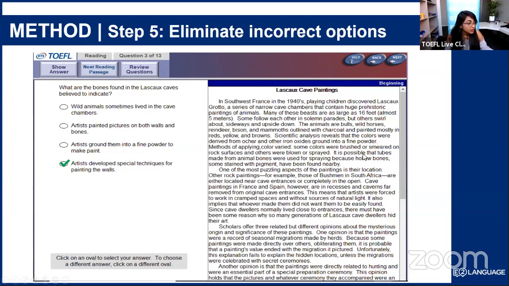So you remember how we looked at all these different words? So the answer is in this line right here. Methods of applying color varied. Some colors were brushed or smeared. Where's that? On rock surfaces, and others were blown or sprayed. So those were the different words that they used to indicate that those were special techniques that the cave dwellers used. So that's a correct answer.